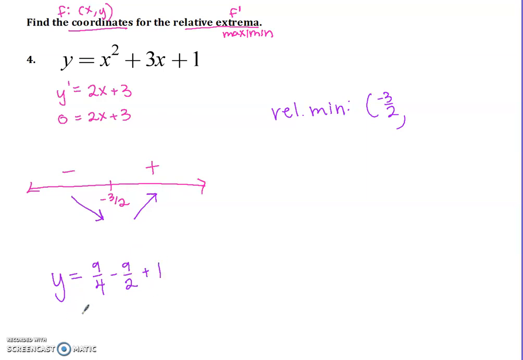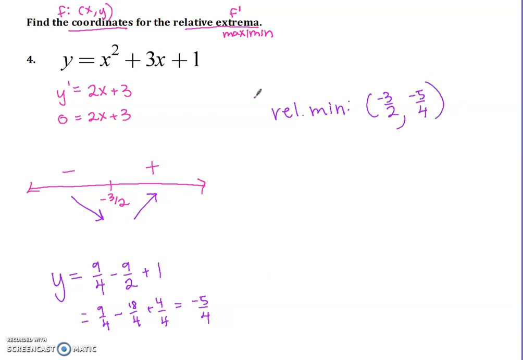Okay, so then I'm just going to get a common denominator. That'll be 9/4. Here I'm just going to do times 2/2. So that'll be 18/4 and then plus 4/4. And then just add and subtract your numerators. So 9 minus 18 is -9 plus 4, -5/4. And that'll give me the y coordinate.